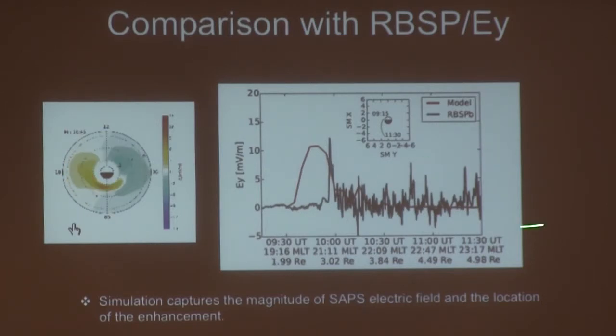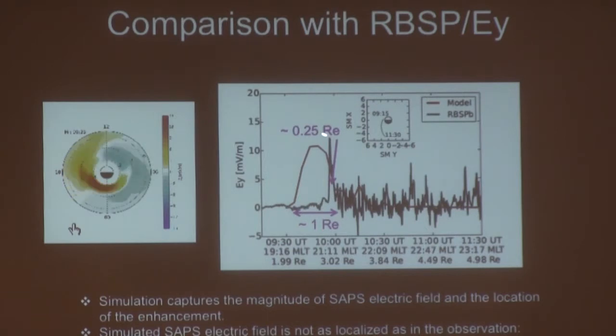Here is a comparison of the measurement from the Van Allen probe B, in the black line, and the red one is from the model. You can see our model captures the magnitude of the SAPS electric field, which is around 10, and the location is okay, around 3 Earth radii. But clearly, the width of the SAPS channel is different. The model shows about 1 Earth radius wide in this SAPS electric field, but the data shows about a quarter RE. This can be caused by several reasons.